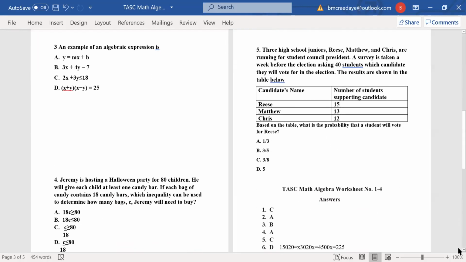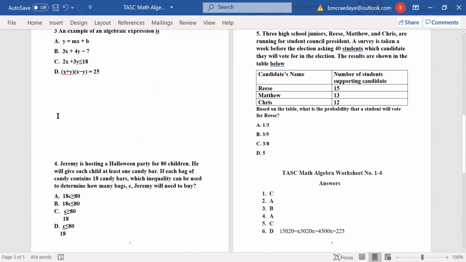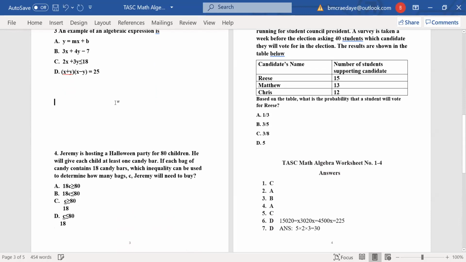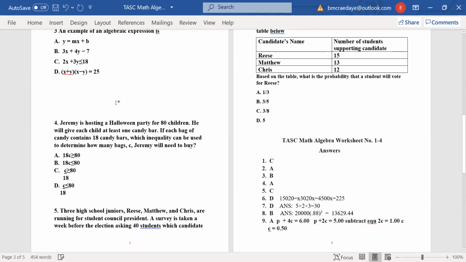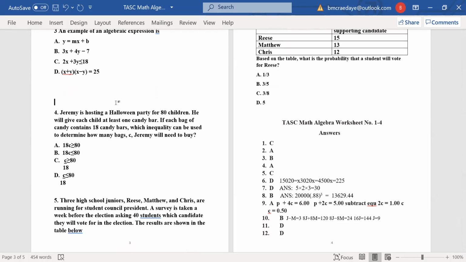I'm glad to see you remember that. Now, here's an inequality. See if you can pick out the right one. Jeremy is hosting a small holiday party. Which inequality can be used to determine how many bags Jeremy would need to buy? Each bag contains 18 candy bars, and he has 80 children that he is giving those candy bars to.